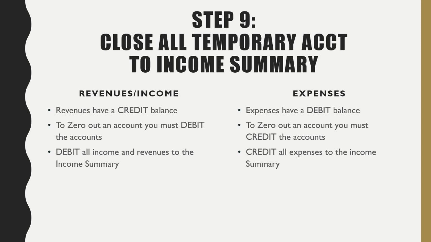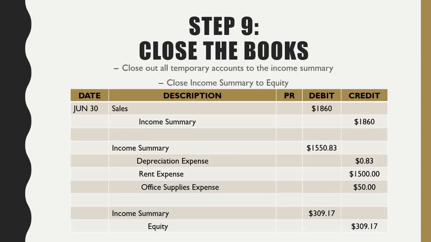So we're going to debit all of our revenues, zeroing out all the accounts, into our income summary. Our expenses are going to be credited, zeroing out every single account into the income summary, all right? Once we've completed that, the last thing you have to do is zero out your income summary into your equity, okay?